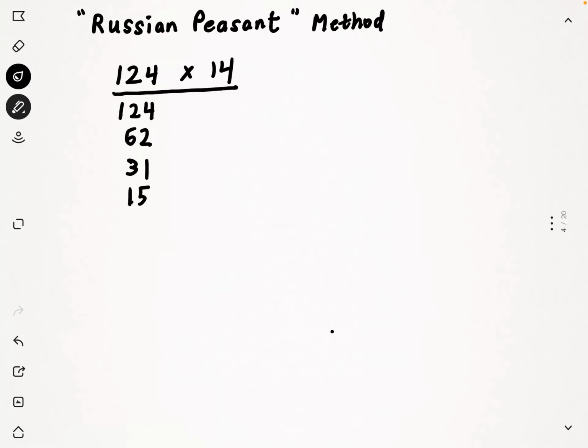Half of 15 is 7.5. We round down to 7. Half of 7 is 3.5. We round down to 3, and so on. And we stop when we reach 1 on the left side.